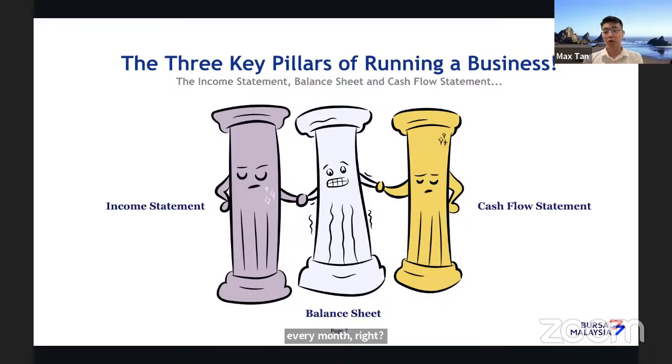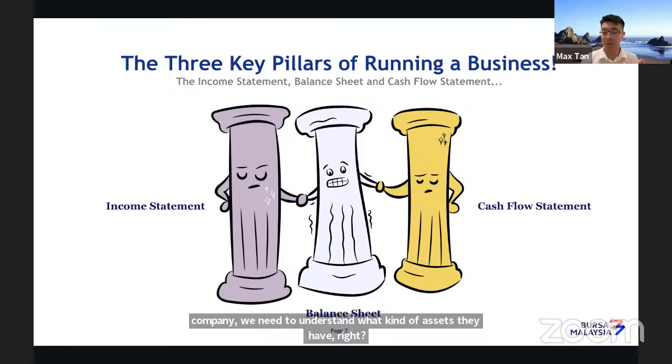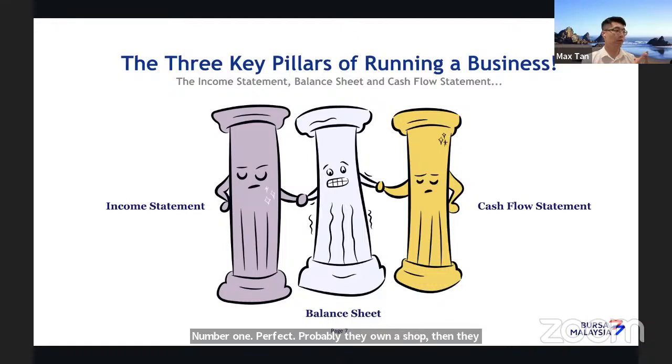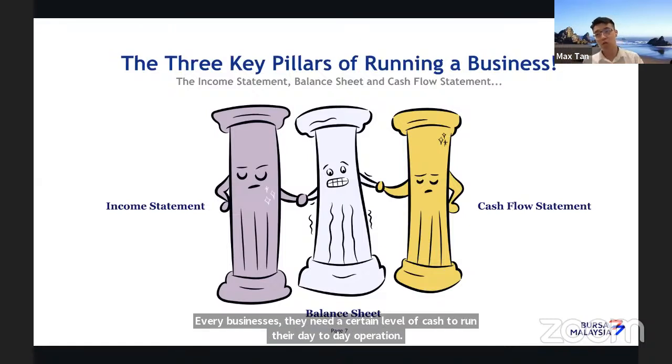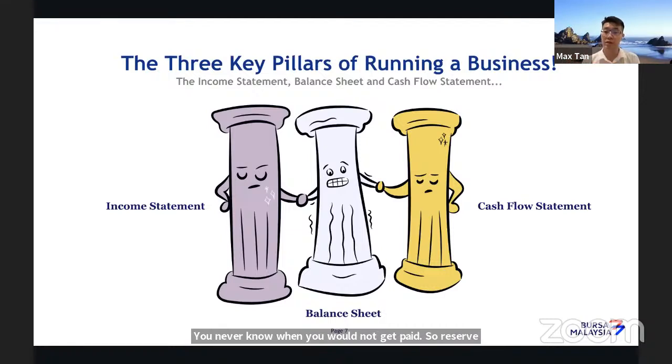So when we go into the company, we need to understand what kind of assets they have, right? Number one, the coffee shop. Probably they own a shop, then they have a property, and they have the machineries, then they will also have furnitures, and they will also have the inventory, right? Inventory means their tumblers, their coffee beans, and their milk or whatsoever. And then moving on, you would have the cash that they have, right? Every business needs a certain level of cash to run their day-to-day operation. You never know when you would not get paid. So reserving a certain level of cash is very important in whatever business, right? That is for the asset example.